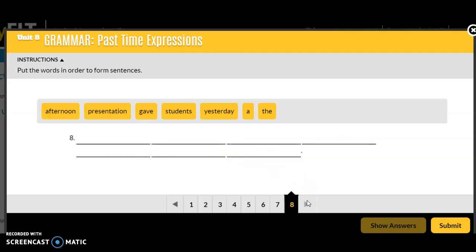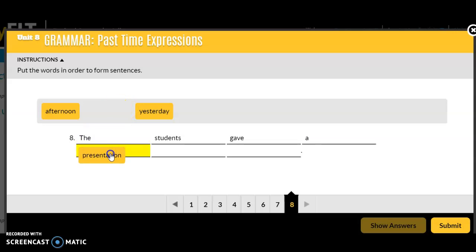Okay, number 8. The answers. The subject is the students. Let's start with the students gave a presentation. When did they give it? Yesterday afternoon. The students gave a presentation yesterday afternoon, or yesterday afternoon, the students gave a presentation. All right, good. Again, remember that time expression can go at the beginning or the end.